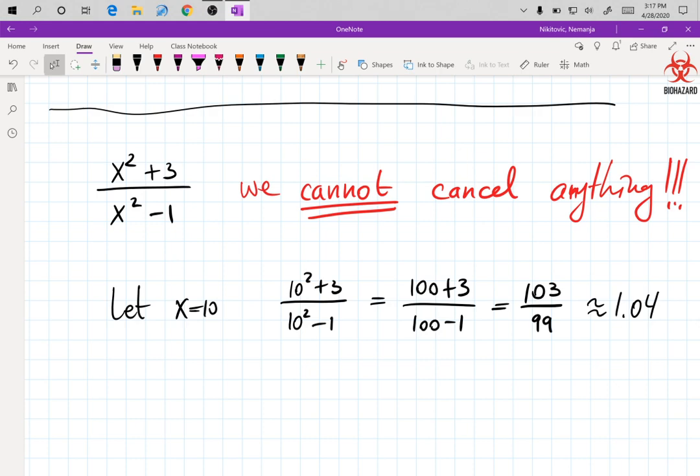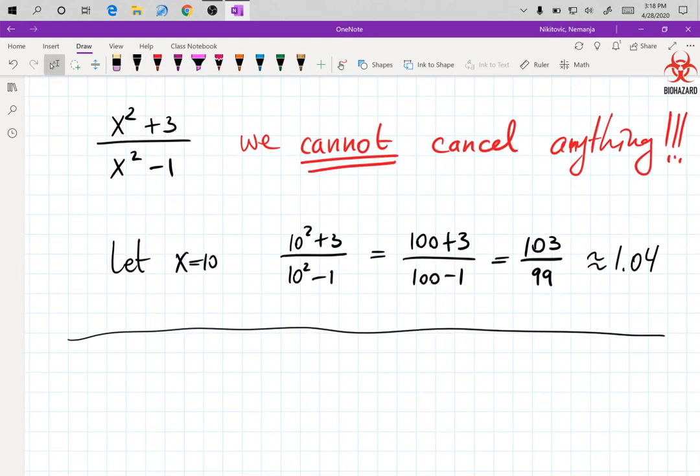Now, students who don't pay attention cancel x squares. Well, if you cancel x squares, then you just have 3 divided by negative 1, that's negative 3. That's not the same. So you see it's wrong, right? You are not allowed to cancel when you have addition and subtraction. You can only put them in a block and cancel as a block if there is another block that is absolutely the same. That's the way the canceling works.